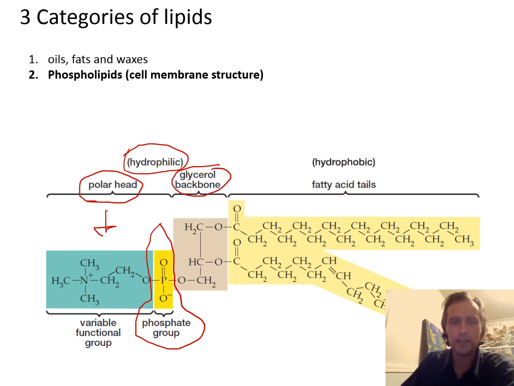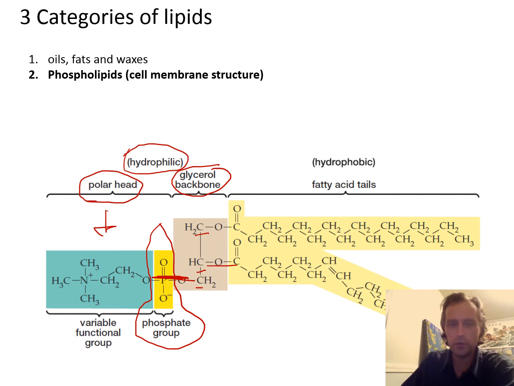Glycerol basically connects everything. So glycerol is 1, 2, 3 carbons, and each one of them had a hydroxyl group that could be used in dehydration synthesis. One of those was used to bind to a phosphate.